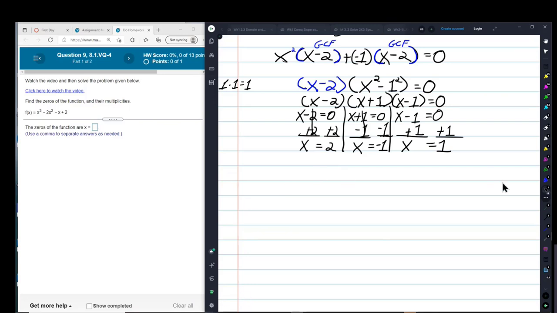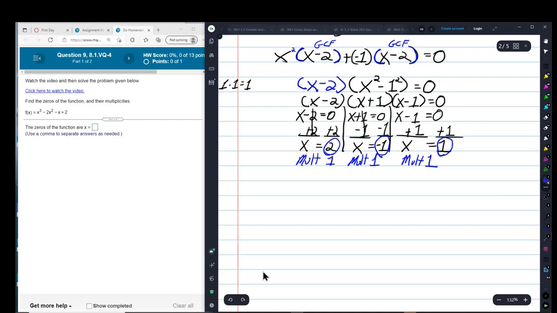Now these are our zeros. Positive 2, negative 1, and positive 1. And they each have multiplicity 1. Yep, and we're supposed to give the multiplicities. So that would be the second question here that would pop up. Let's see what it looks like.